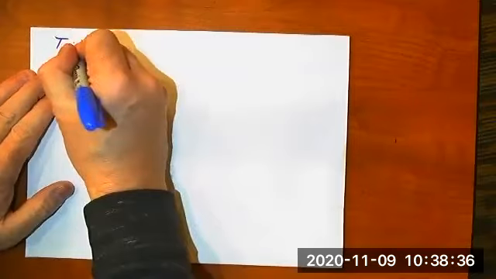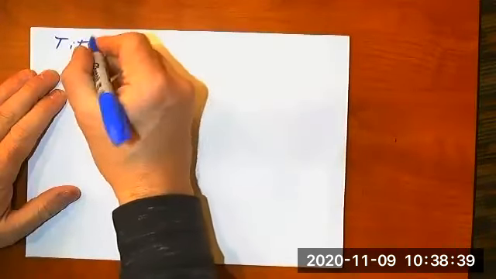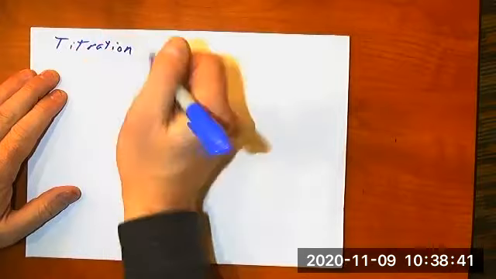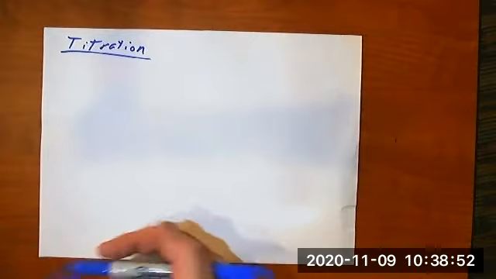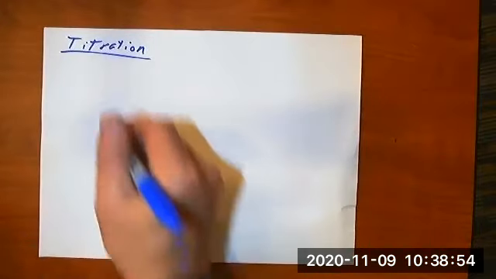Okay, so the first topic that we want to look at is the last main acid-base topic for the semester, titrations. And so the general idea of a titration is that we are performing an acid-base reaction in a controlled way to monitor the change in pH as we are adding acid to base or base to acid.